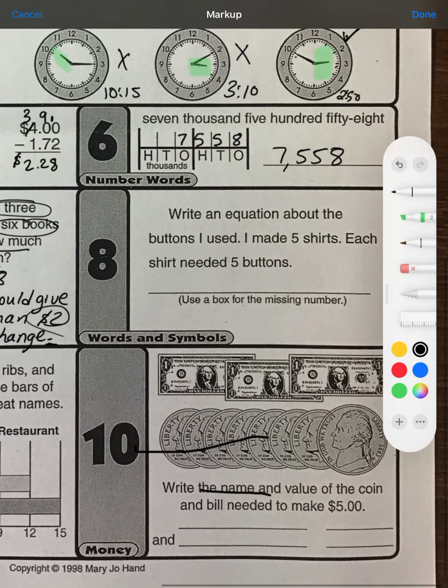Number 8, write an equation about the buttons I used. I made 5 shirts. Each shirt needed 5 buttons. So you have 5 shirts with 5 buttons each. The unknown is your answer, your product, which is 25. 5 times 5 equals 25.